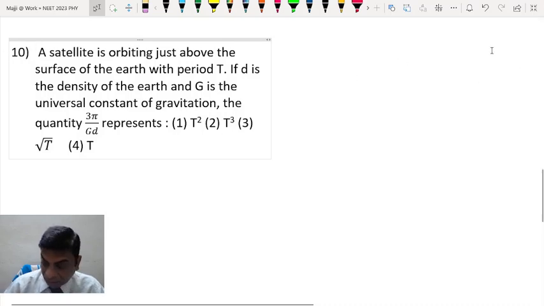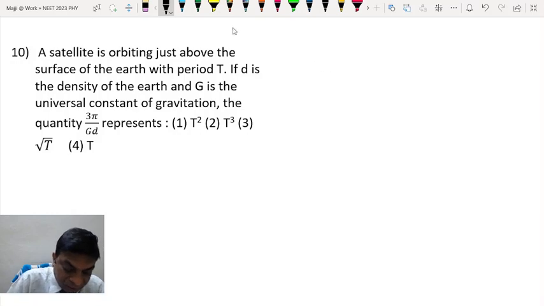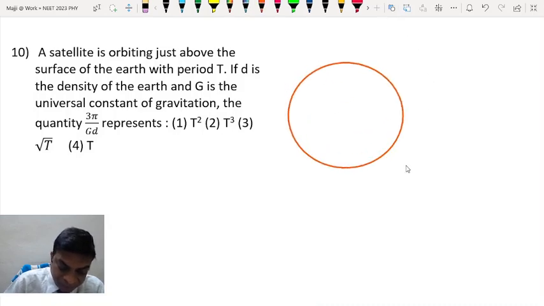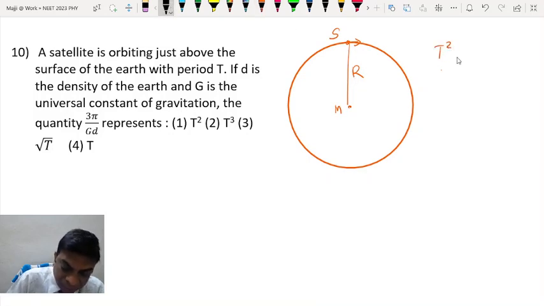Now students, this question you have to correlate with Kepler's law. What does Kepler's second law state? Kepler's second law, sorry, Kepler's third law, I'm sorry, students. Kepler's third law states that T square is proportional to R cube. The time period of the satellite is proportional to the square root of the cube of the radius. So T square is proportional to R cube.